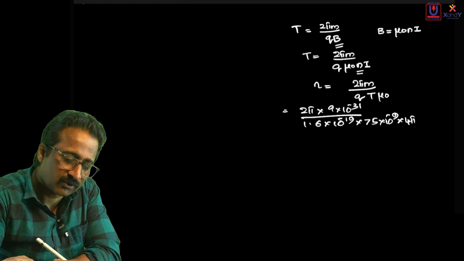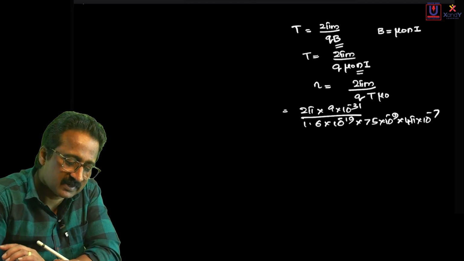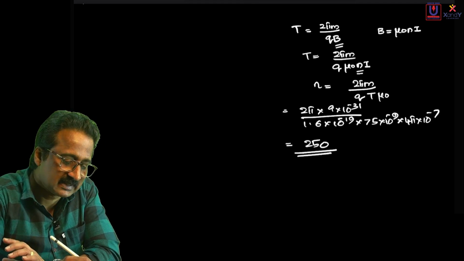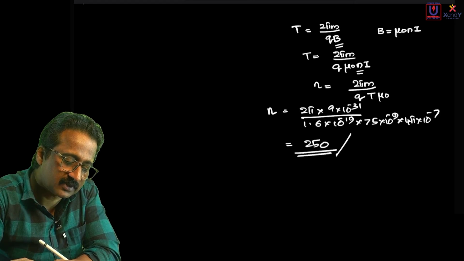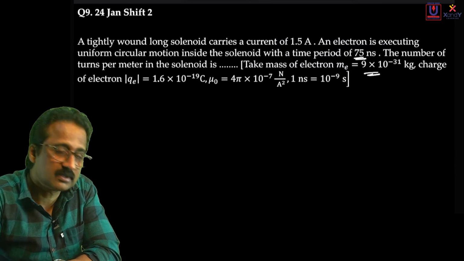We know that it is 4 pi into 10 raised to minus 7. So this is the calculation. I'm saving time, so let me skip all the calculations. You will see that the total number of turns per unit length, you will get this N as 250. So 250 turns per meter, that's the way we get the answer. Answer will be 250, you can verify it. That was question number 9.